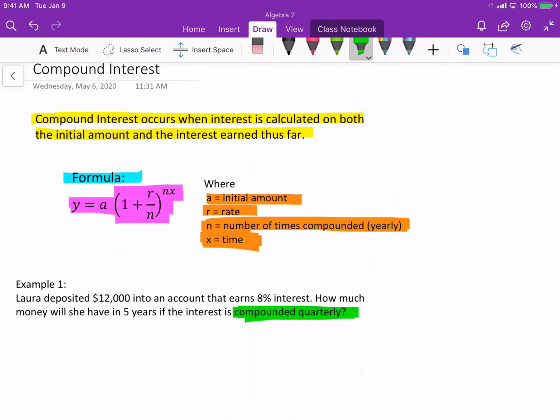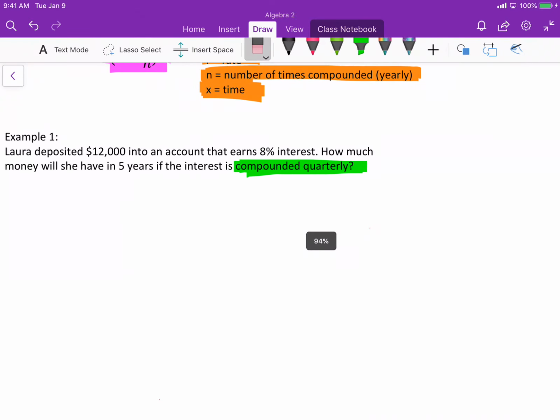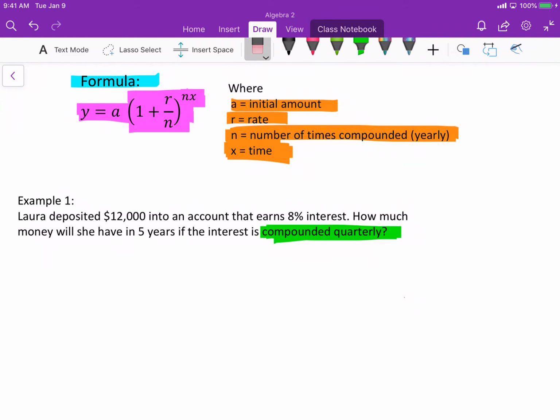So we need to be able to figure out, what does it mean if an interest rate is compounded quarterly? We're going to get there in a second. Let's go ahead and start with the other variables that we know right off the bat. We can identify what the values are, and we'll talk about how compounded quarterly is going to affect our word problem. So again, we know that's the formula that we're going to use up at the top. So let's identify. What is my A value here? My A value, remember, represents the initial amount. So the initial amount of money, which I'm talking about in this case, is $12,000. So my A value is $12,000.